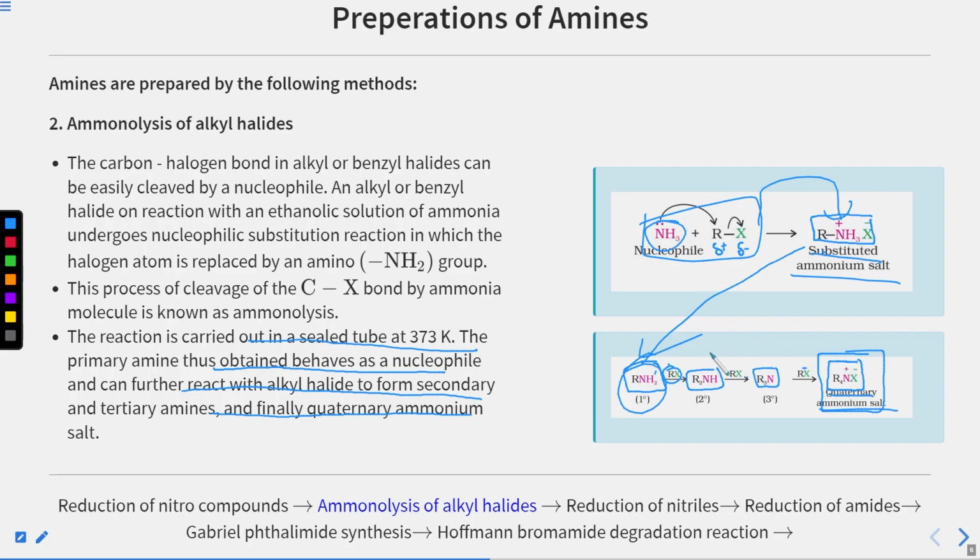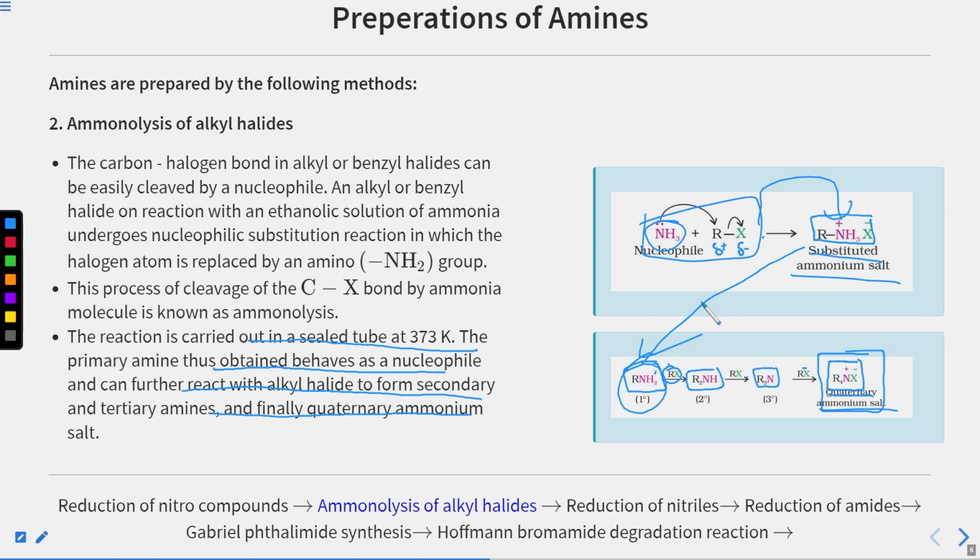Now this process of cleavage of the C-X bond by ammonia is called ammonolysis. So this is basically the reaction of ammonia with RX. So it is called ammonolysis of halogen or haloalkane, I would say. Okay, clear? So this is one of the methods.